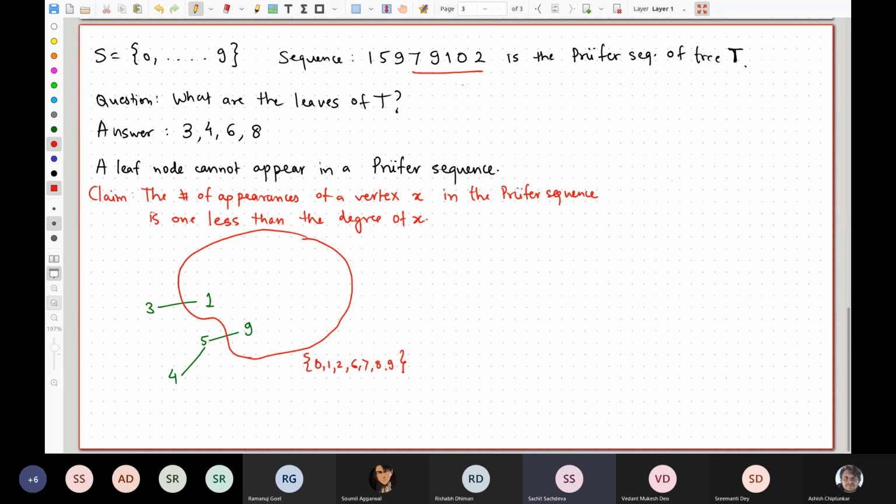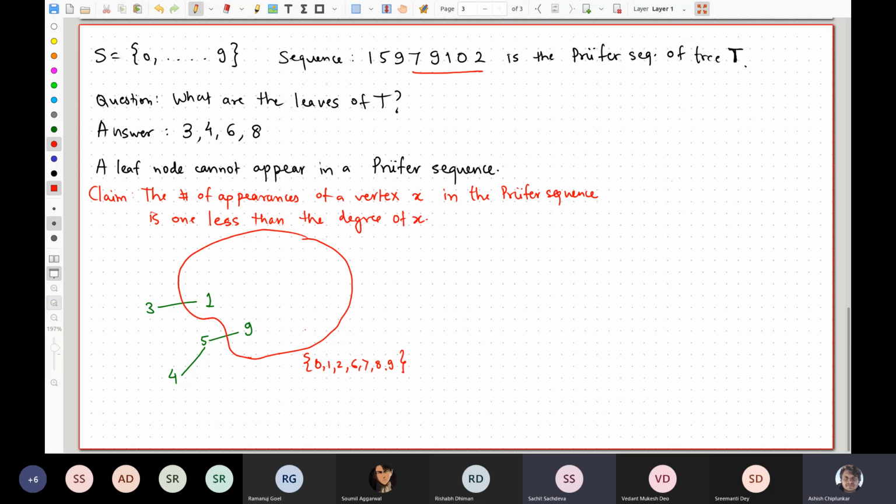I'm still confused. I'm somehow forgetting the pattern again and again. Okay, so every time you conclude that the smallest numbered vertex which does not appear in your prefer sequence is a leaf, and its neighbor is the first entry of the prefer sequence. That's the pattern. The smallest numbered vertex which does not appear in your prefer sequence is a leaf, and its unique neighbor is the first entry of the prefer sequence.